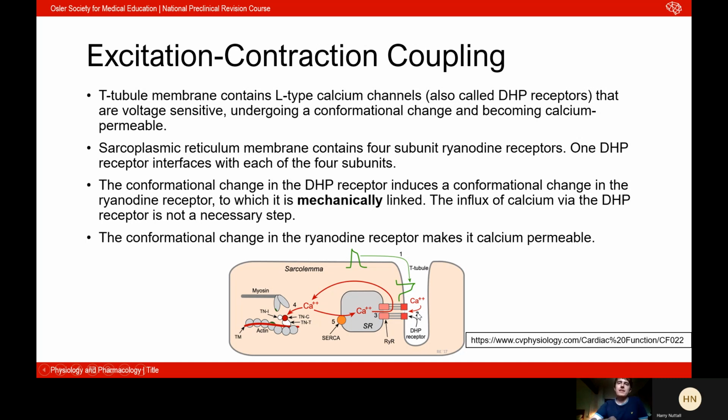And this calcium influx through the dihydroxypyridine receptor, which does happen, but it's not crucial for the contraction of the muscle. That's been shown by various experiments. So the key step is this conformational change in the ryanodine receptor that allows calcium to leave the sarcoplasmic reticulum, which is the key calcium store in the muscle, and travel to induce movement in the muscle.